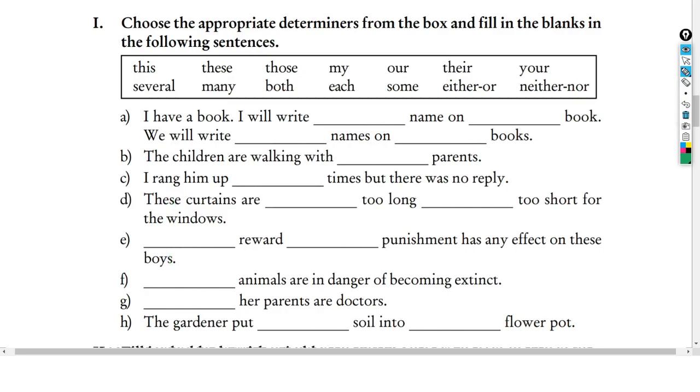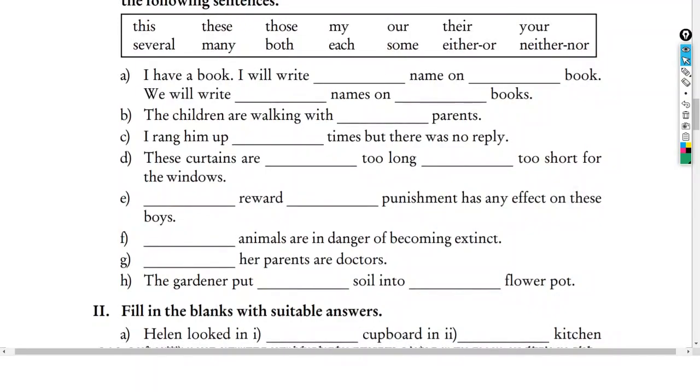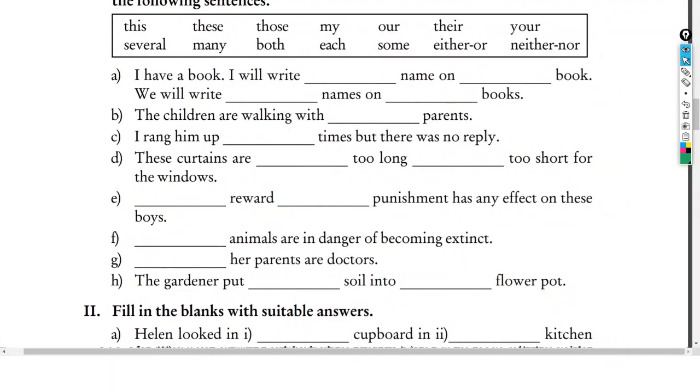So here you will find this example from A to H. The second one, the children are walking with dash parents. I rang him up dash times, but there was no reply. These curtains are dash too long dash too short for the windows. Dash reward dash punishment has an effect on these boys. Number F. Dash animals are in danger of becoming extinct. Number G. Dash her parents are doctors. Number H. The gardener put dash soil into dash flower pot.